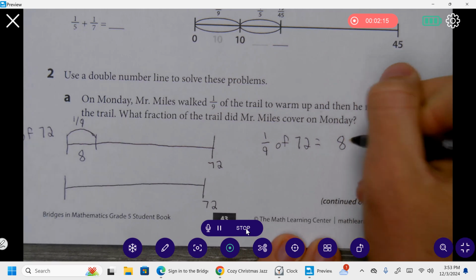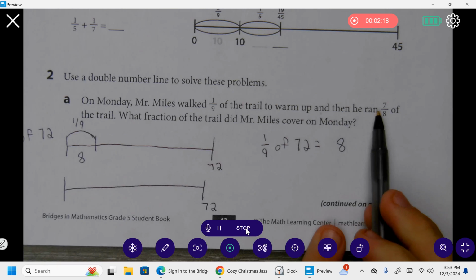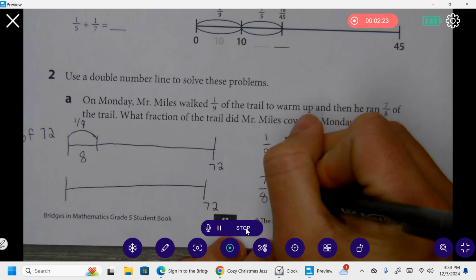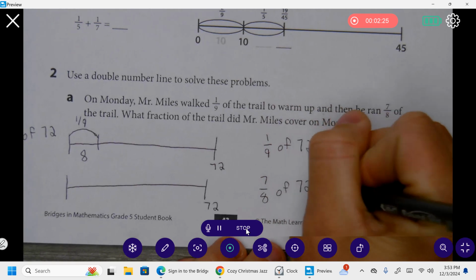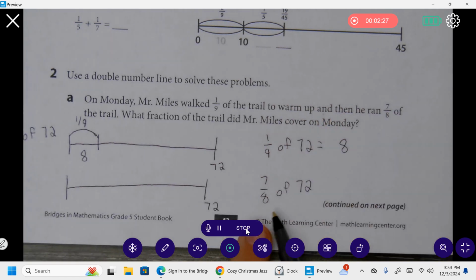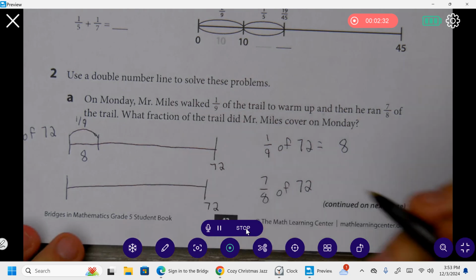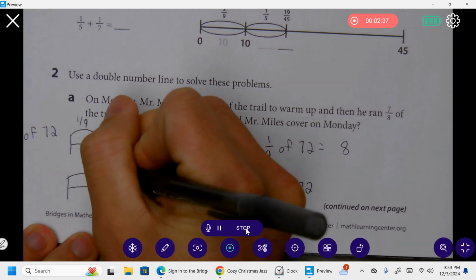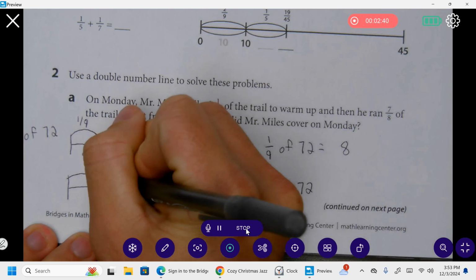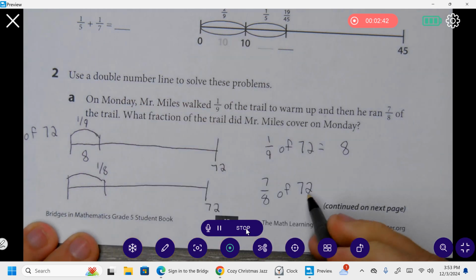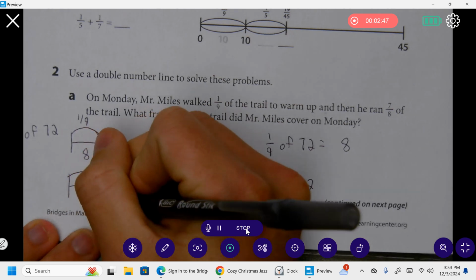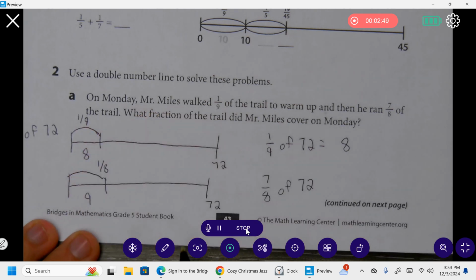For our next one, now we are going to be finding 7/8 of 72. So the very first thing is we have to find what's called our unit fraction. So what is 1/8 of 72? Here we draw our 1/8. We're taking our 72 things, we're dividing that into 8 groups, which would be 9. Okay, so 1/8 of 72 would be 9.